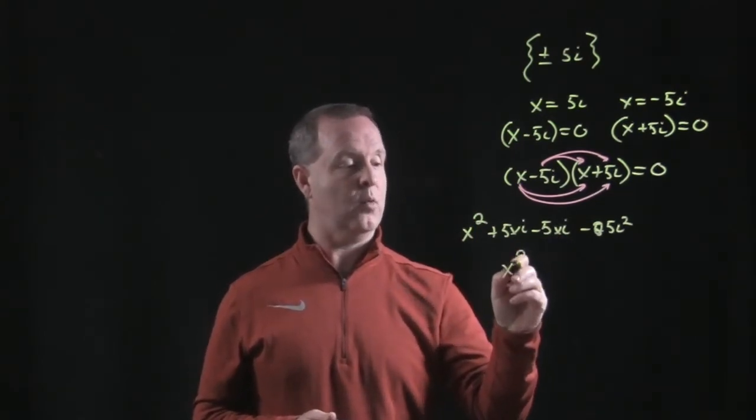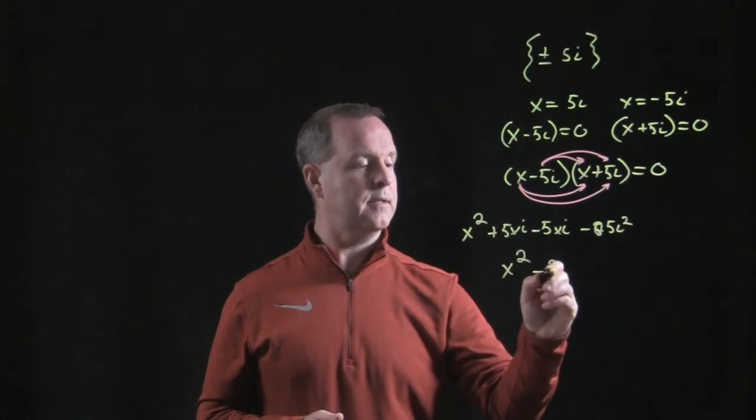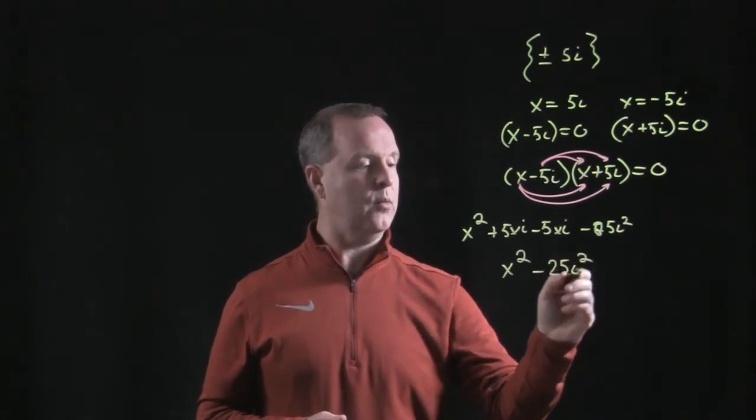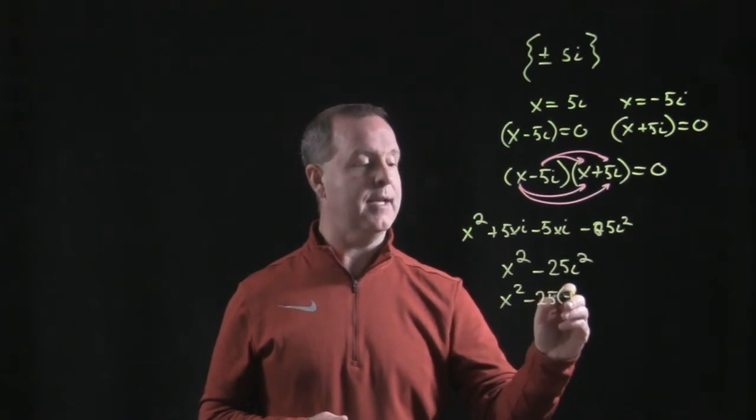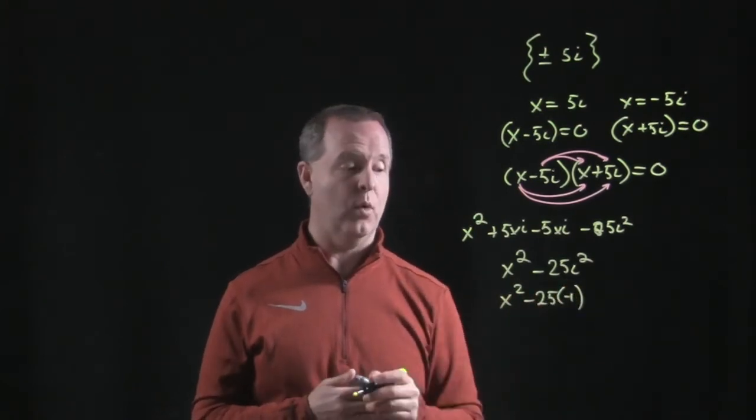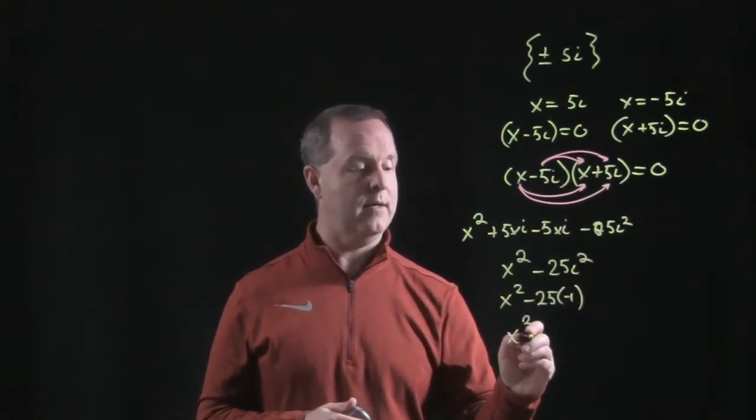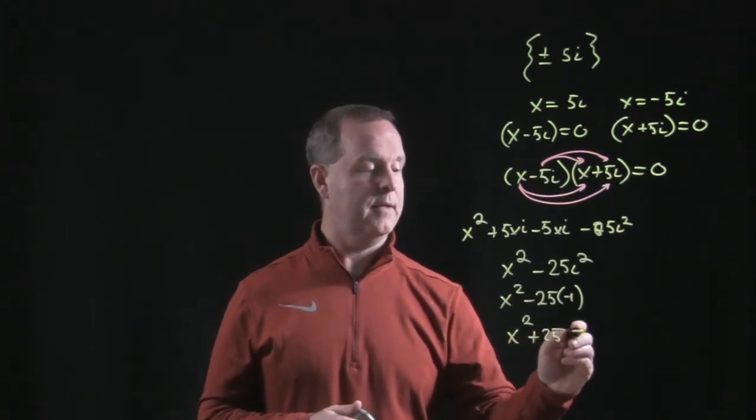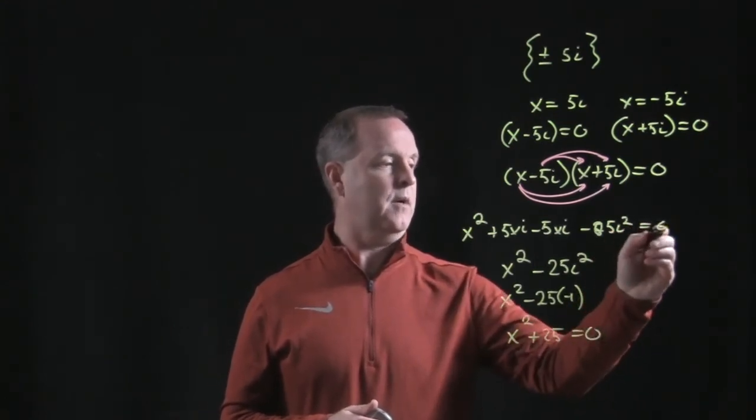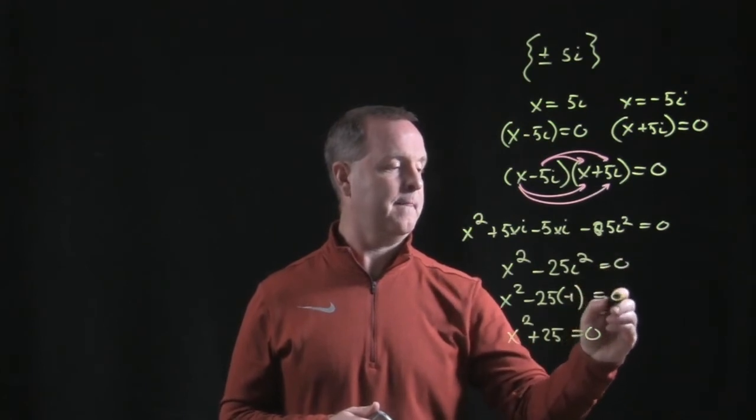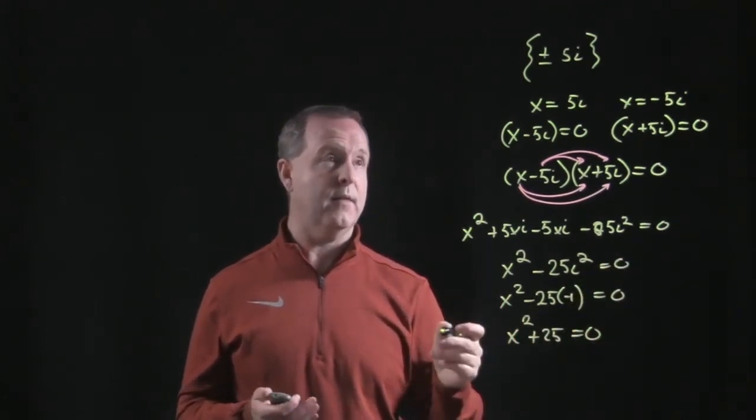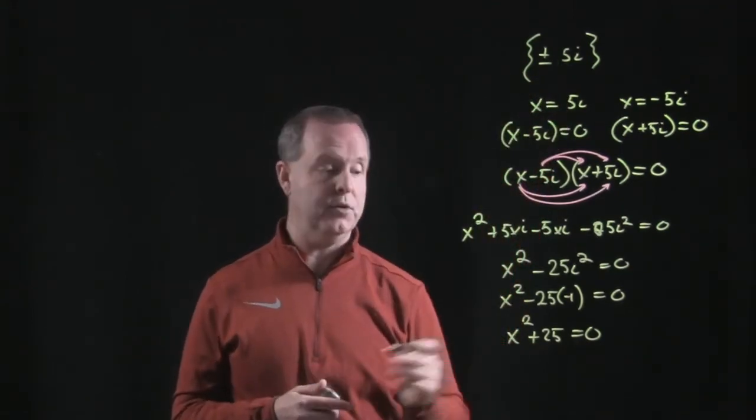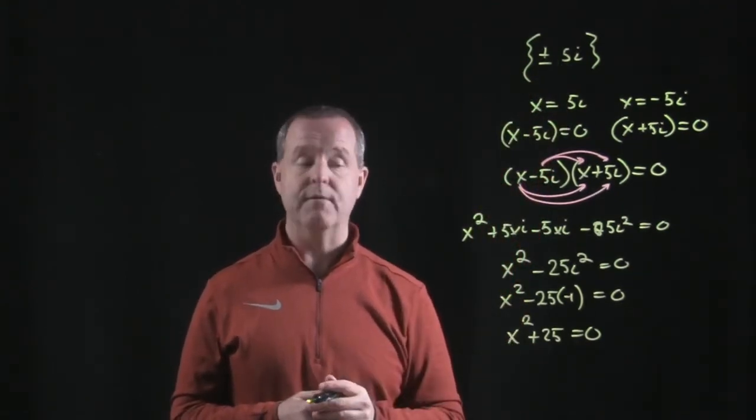So I'm left with x squared, and then minus 25i squared. What does that look like? That's x squared minus 25 times a negative 1, because i squared is negative 1. Then I'm left with x squared plus 25 equals 0. So one possible quadratic that produced these two complex solutions is x squared plus 25 equals 0.